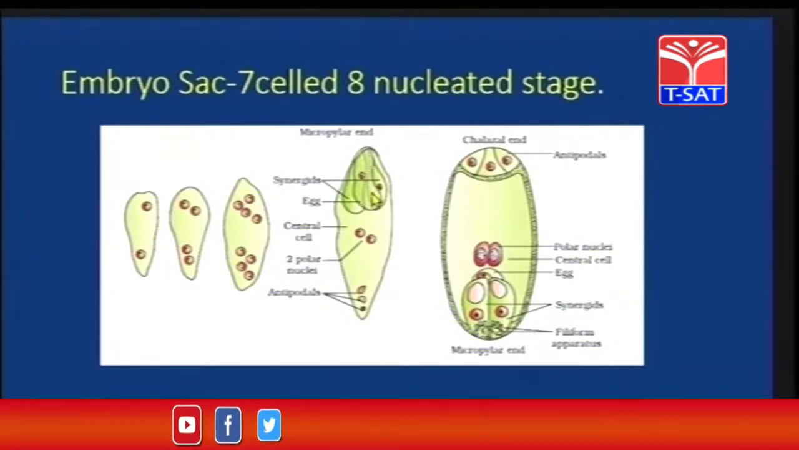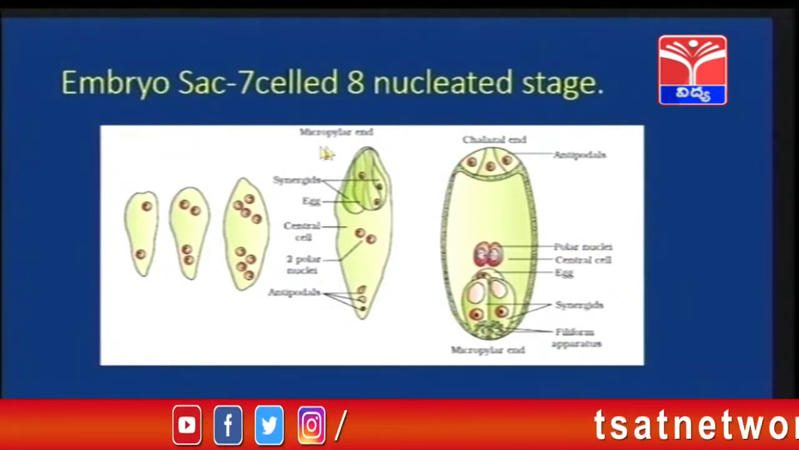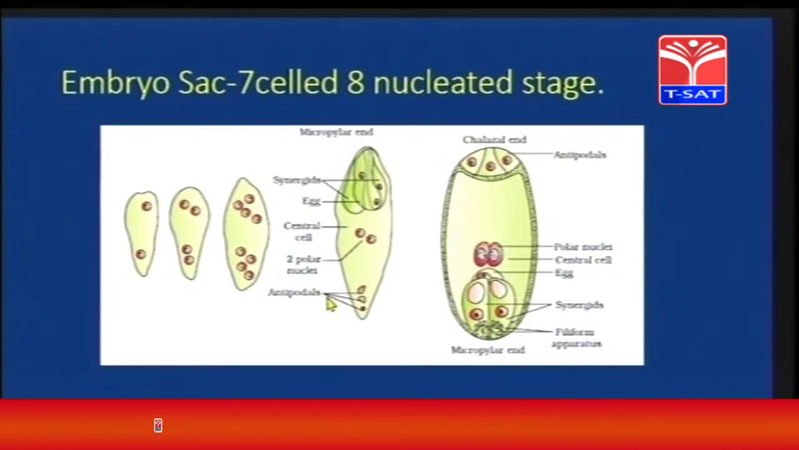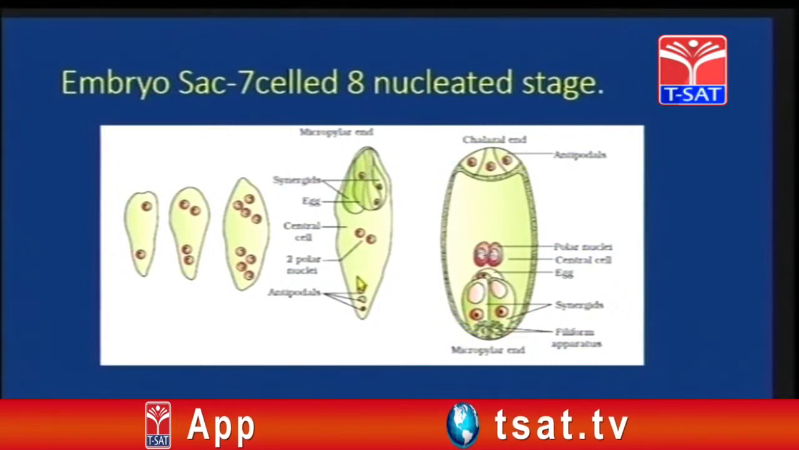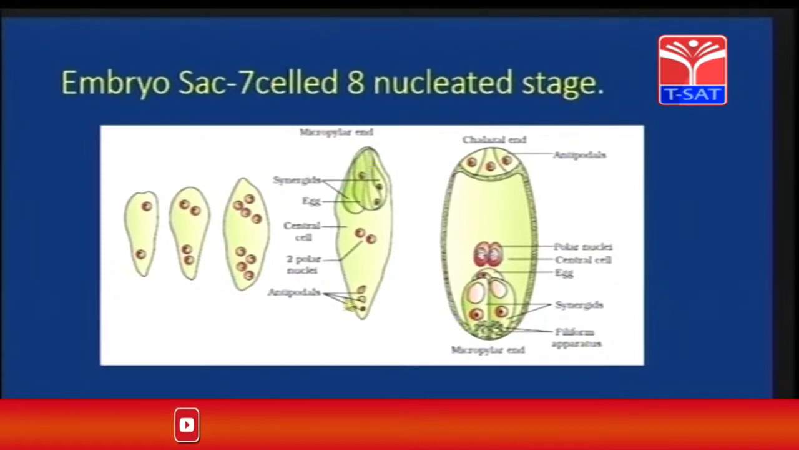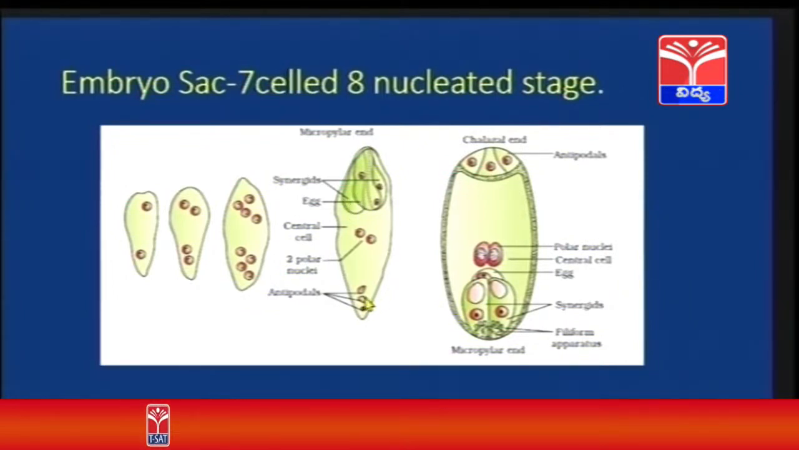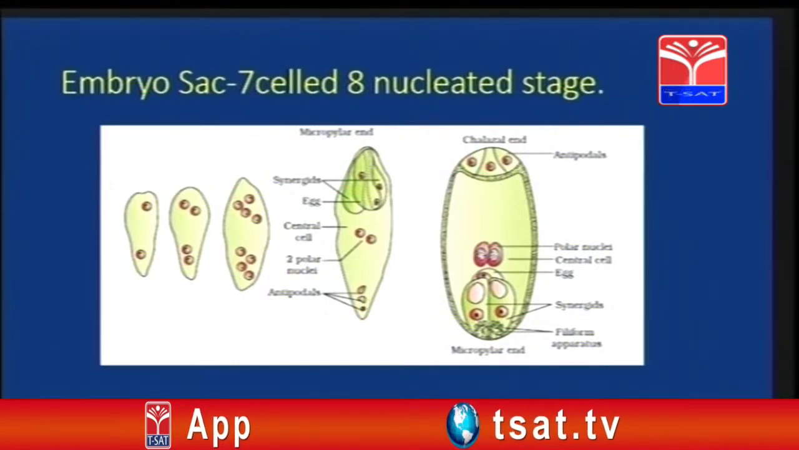As you can see over here on the upper side, that is the micropylar end, 3 cells are formed with 3 nuclei. On the lower side, the antipodals, as you can see, 3 nuclei are present towards the lower side, and we call them antipodals. Even here, the cell membrane formation will take place. Now, the leftover 2 nuclei, one towards the micropylar end and one towards the lower end, that is the chalazal end, will migrate towards the center of the embryo sac.